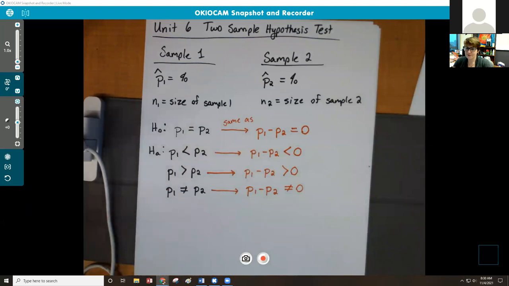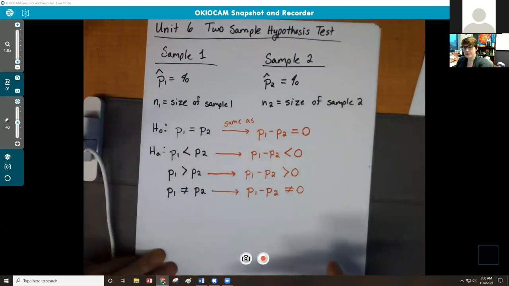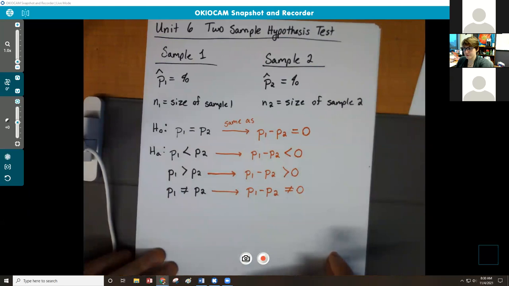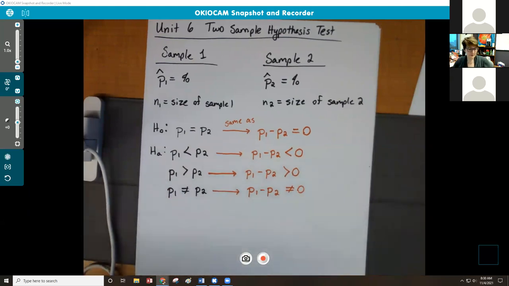Okay. So let's check out an example of doing a two-sample hypothesis test and just setting up the null and alternative hypotheses. You guys cool if I move this? Wait, could I get a second? Yeah, of course.